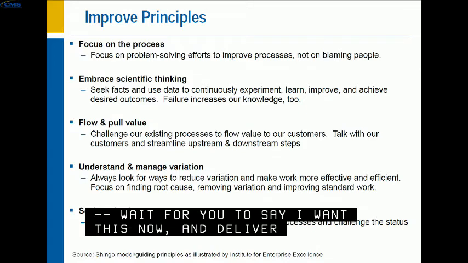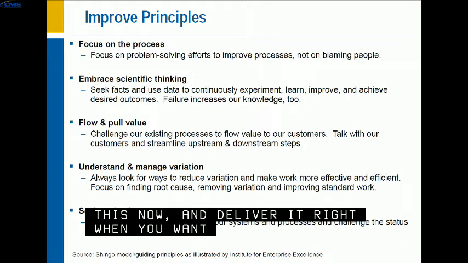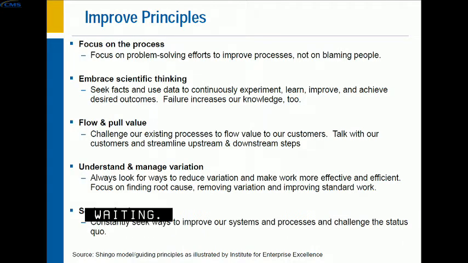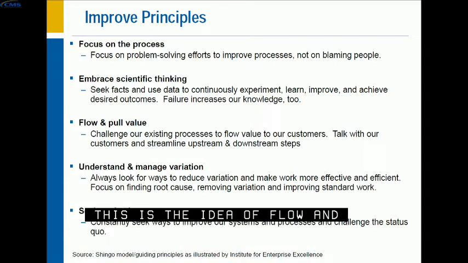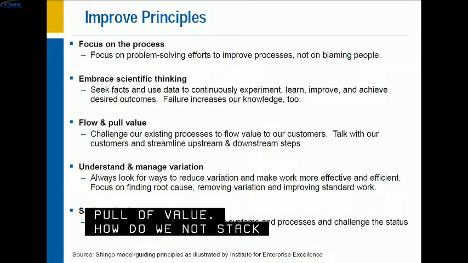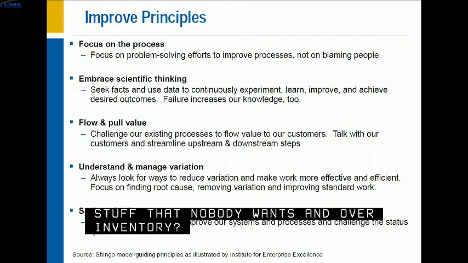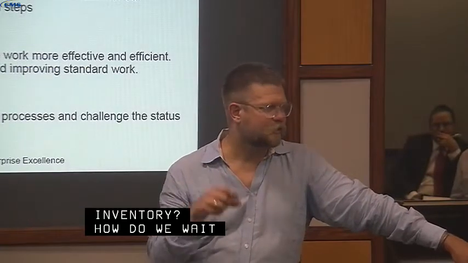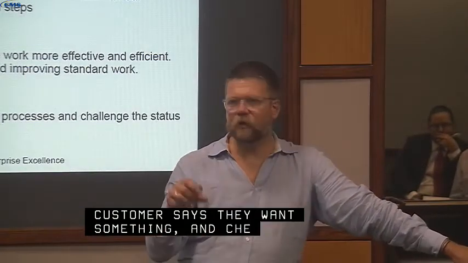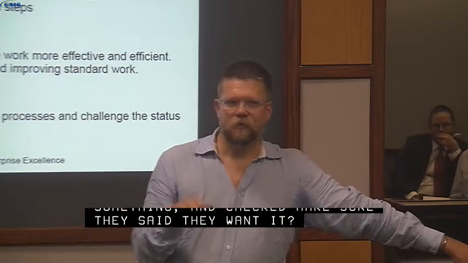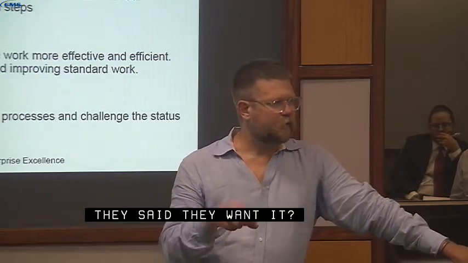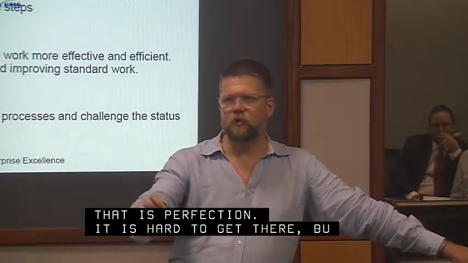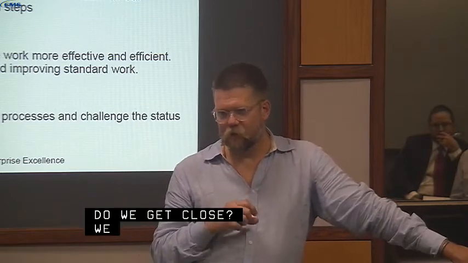This is the idea of flow and pull of value. How do we not stack up too much stuff that nobody wants and an over inventory? And how do we wait until the customer says they want something and then deliver it just at the instant they want it? That's the perfection. It's hard to get to perfection. But how do we get close to that place so that we only deliver when you want it, but then it flows really smoothly and seamlessly just exactly at the time you want it?